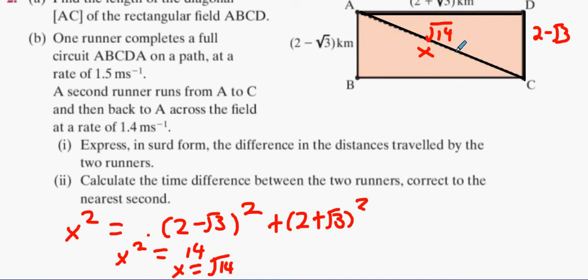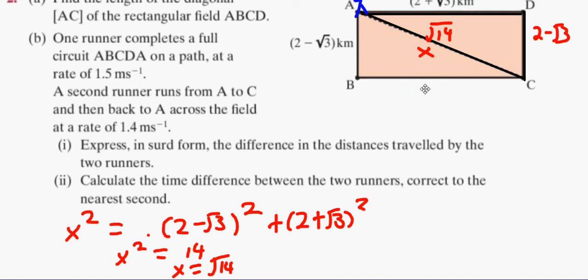One runner completes a full circuit, and this is what the runner does. He goes A to B, B to C, C to D, then D back to A. Oh sorry, he just does the full circle. The full square, that's it.